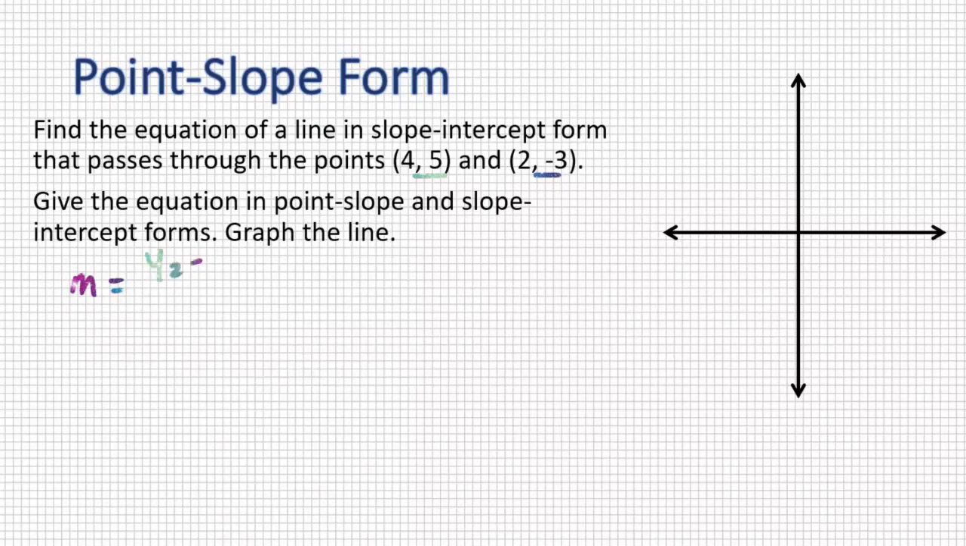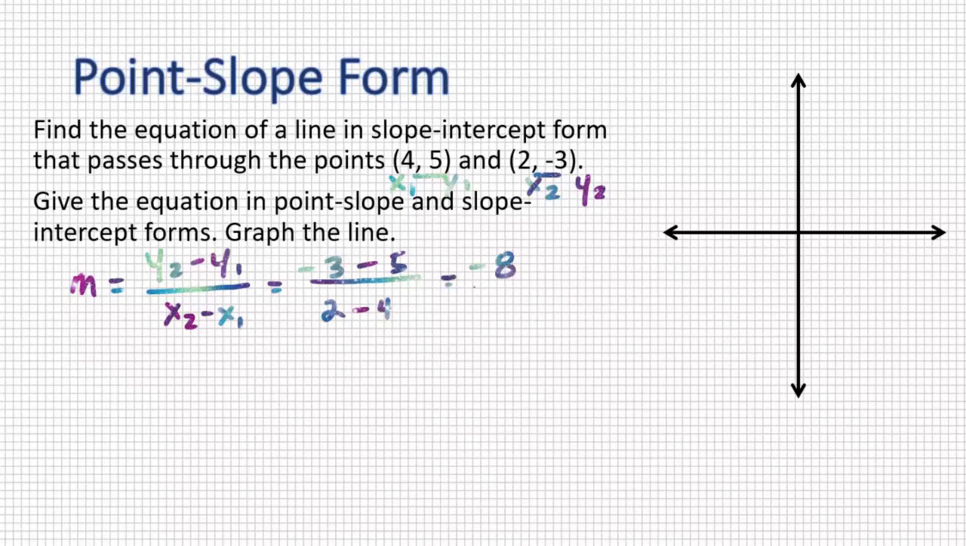And slope is (y2 minus y1) over (x2 minus x1). So I like to go ahead and label my points. This will be x1 and y1, and x2 and y2. Now I can just plug those in to the equation. So I have -3 minus 5 divided by 2 minus 4. In other words, negative 8 over negative 2, or a slope of positive 4.